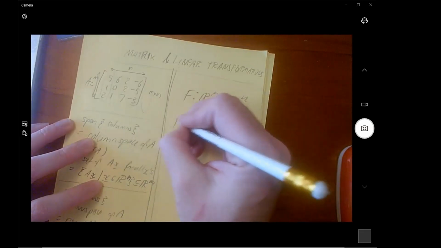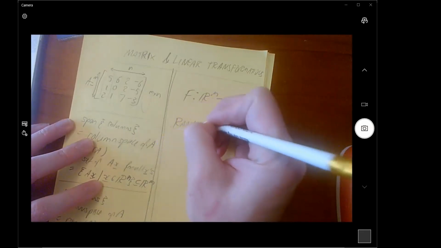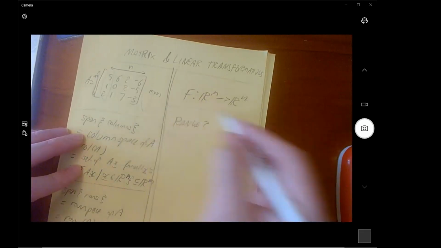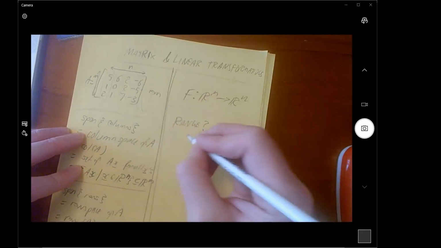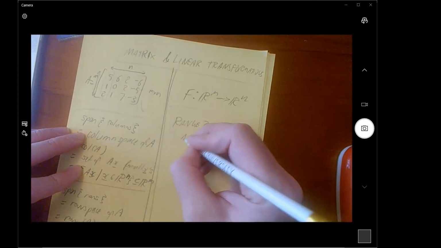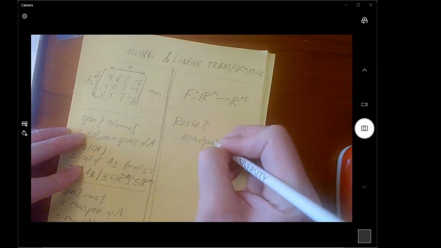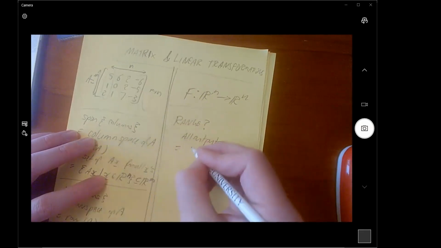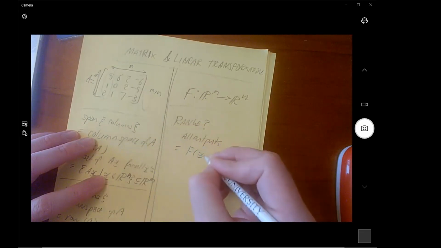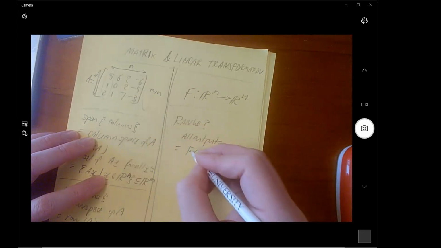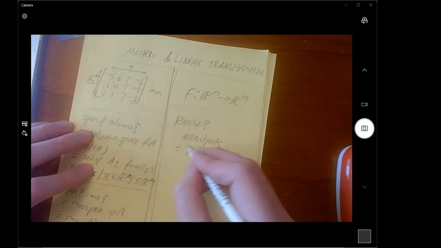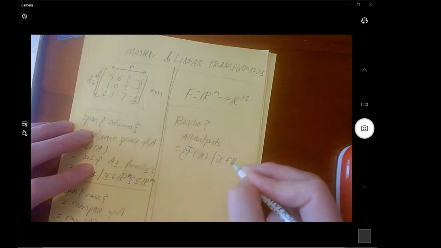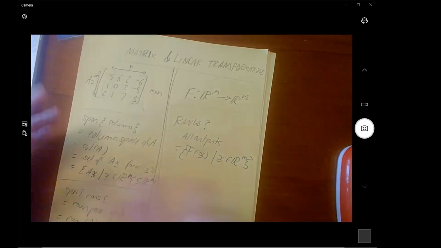And we're just going to ask the exact same questions. So we can ask what's the range? And the range for ordinary functions is the same as the range for this, which is what are all the answers? The range is the set of all the outputs, which means it's all the things that are f of x. If you take all the x's and you figure out what f of x is for every x and you collect them all together, then that's the range. Everything that comes out of a linear transformation.